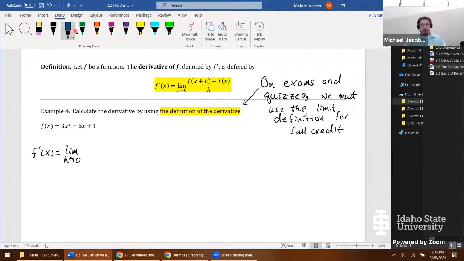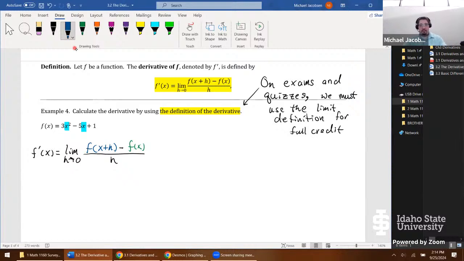This might be a good one for color coding. So let's go f at x plus h minus f of x, all of which is divided by h. So that's our limit to work out. First, we have to survive the function notation. So f of x plus h is going to do this. X plus h goes here and here where it's highlighted in blue.